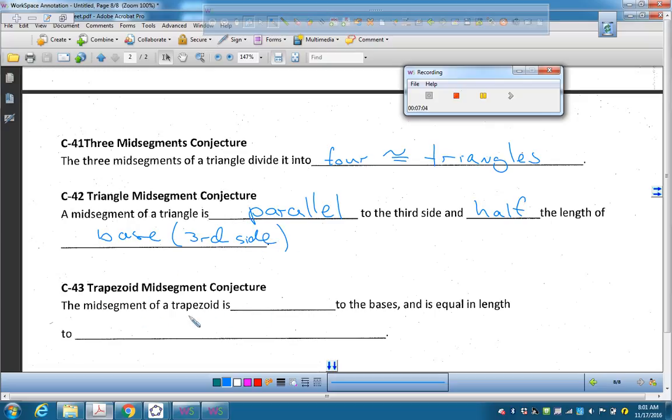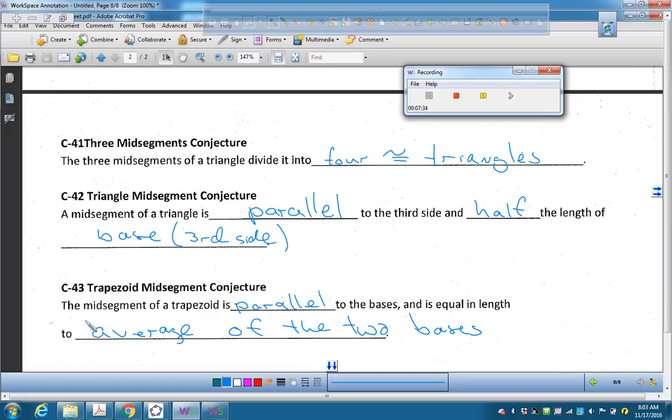Trapezoid: the mid-segment of a trapezoid is, what goes in here? Same thing as up here. What goes there? Parallel to the bases, okay? And we figured out that it is equal in length to the average of the two bases, which you guys figured out. So I'm going to give you just a couple quick examples, and then I'll let you work on your homework, which I think you'll find pretty easy, okay?